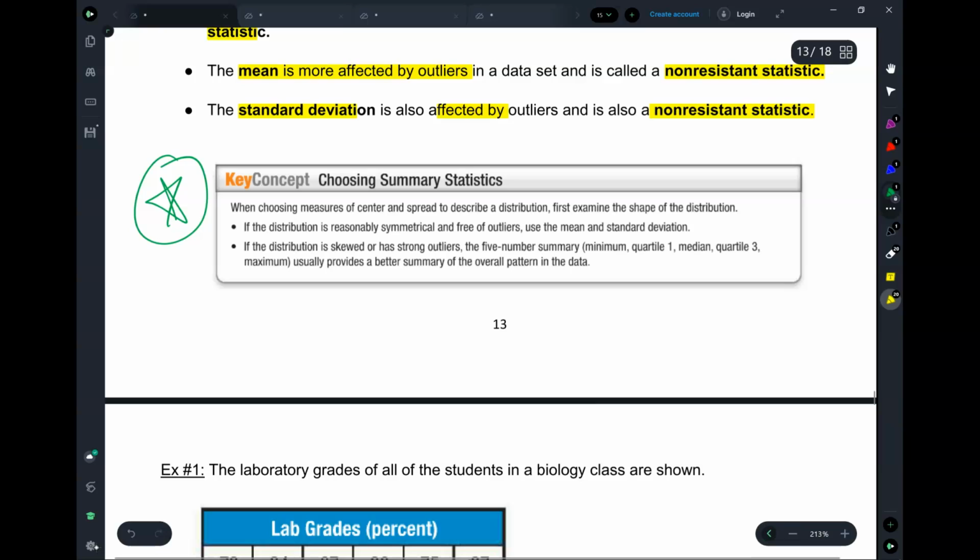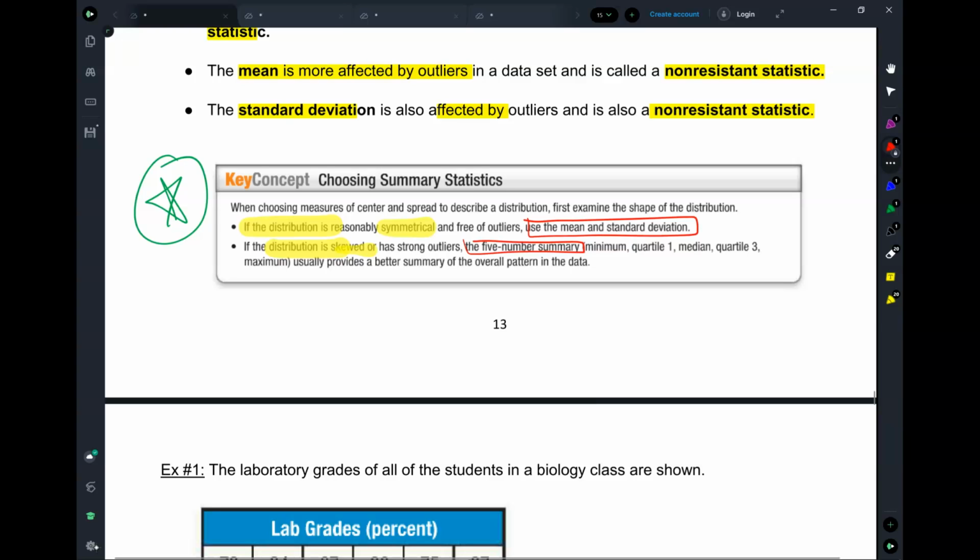This one's important. If the distribution is symmetrical, we have to use the mean and the standard deviation. You need to just memorize this. Symmetrical, mean, and standard deviation. If the distribution is skewed, you have to use the 5-number summary. All right? That you have to use to describe the data.